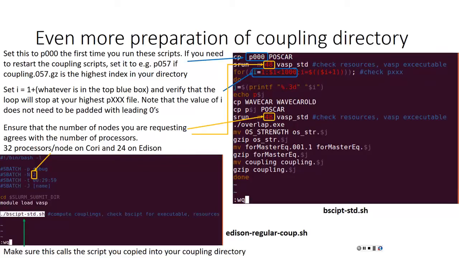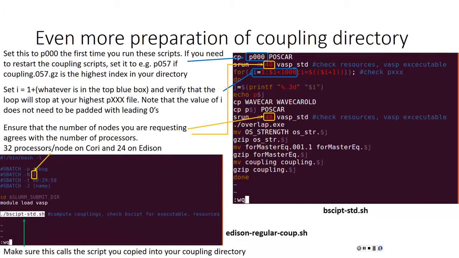The overlap.exe. Yes. I guess it makes these OS strength files, so it actually does the computation of your couplings. So what is the input and what is the output for this code? Even if it is not explicitly mentioned, what it reads from file and what it writes into file.